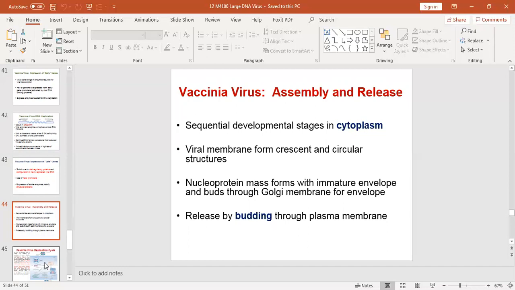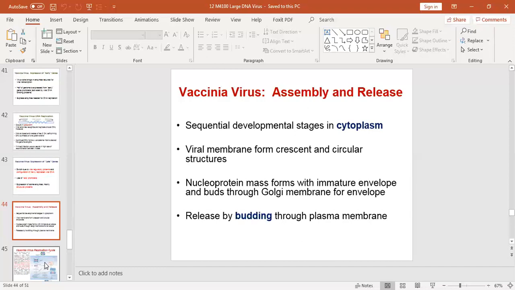These events happen again in the cytoplasm of the host cell. And the viral membrane forms crescent and circular structures. There would be a nucleoprotein mass, a combination of nucleic acid and proteins, and this mass forms with an immature envelope and then buds through the Golgi membrane for later release and formation of an enveloped virus.